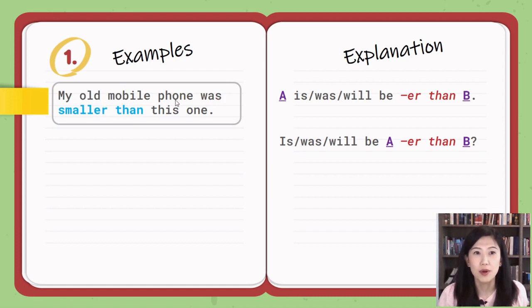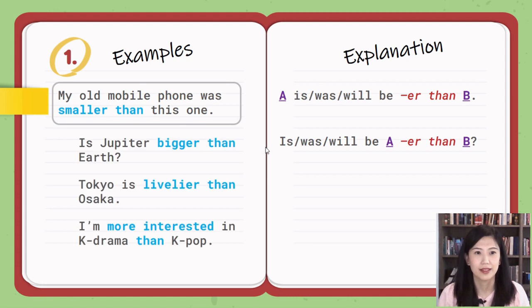Was my old mobile phone smaller than this one? Question mark. All you have to do is switch this word order around all the way to the beginning. Let's take a look at some more examples. Is Jupiter bigger than Earth? Notice that I'm asking a question about a fact. So, in this case, I need to use the present simple is.